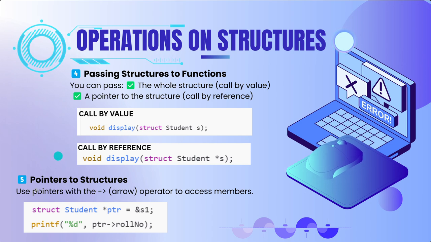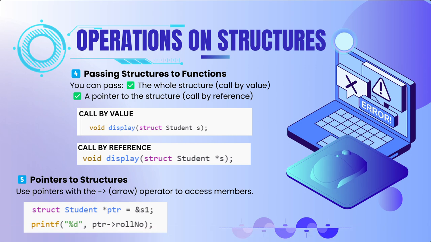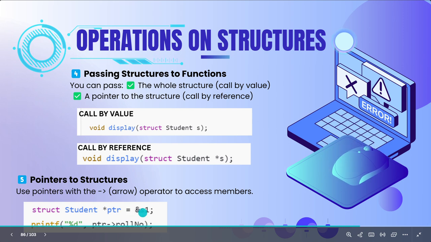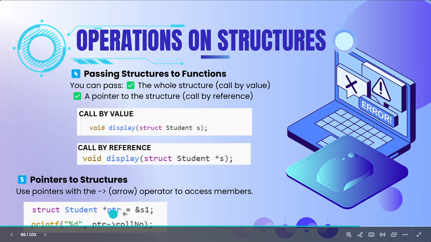Pointer to structures: use pointers with the arrow operator to access the variables. This consists of a dash and a greater than symbol. This basically demonstrates a pointer accessing the elements. So struct student *p = &s1. Whatever is stored in s1 will be accessed, and then when we print it, p->roll_number. It is similar to the dot operator, but since we are using a pointer here, we use the arrow to access through a pointer.